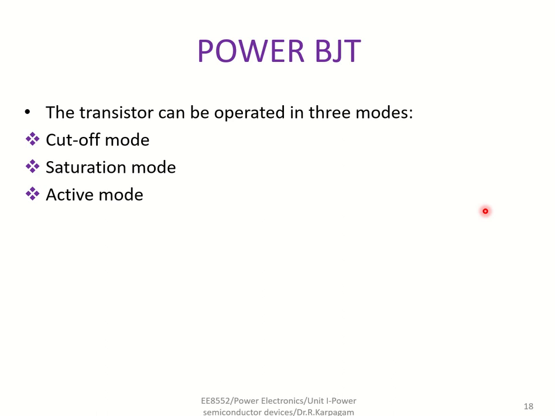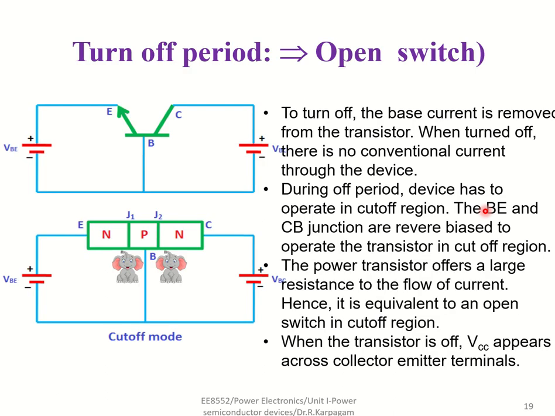The operating modes of BJT are cutoff mode, saturation mode and active mode. Since it is used as a switching element, not as an amplifier, it operates either in saturation region or cutoff region. In cutoff region, the transistor operates as an open switch. To turn off, the base current is removed from the transistor.